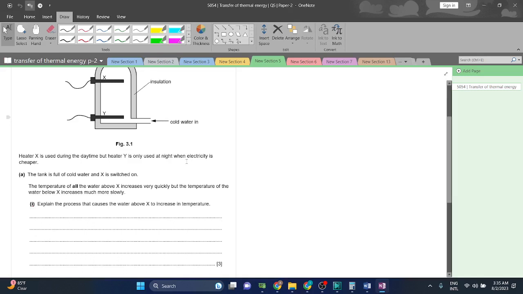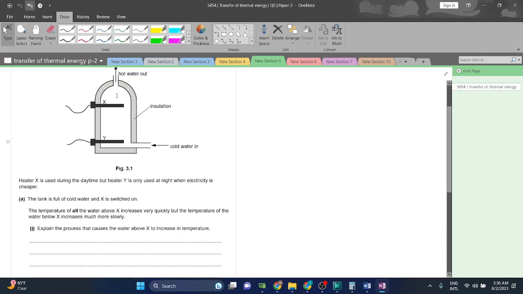The process that causes the water above X to increase in temperature is, yes, you guessed it, convection. What happens in fluids? Try to remember it. It is convection. When heater X is on, it heats the water directly in contact with it. The water around it that is in contact will be heated directly.